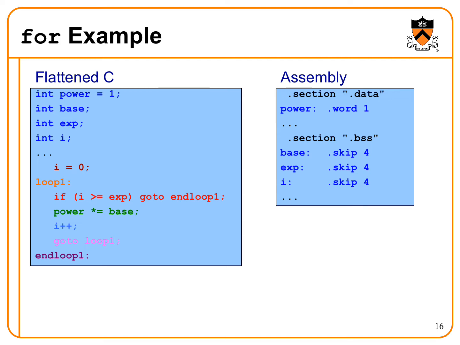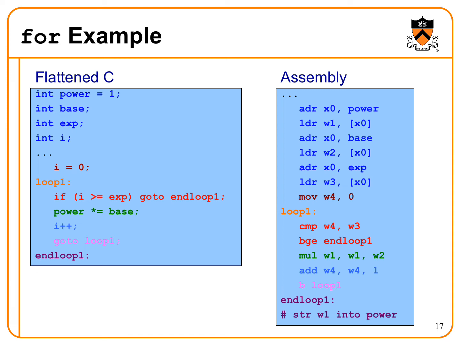All right, so that memory aside, let's see the assembly. First, the variables. As noted, power is in data. It's an int, so a .word directive that allocates 4 bytes, and we put the value 1. The rest are ints. They're in BSS, and each gets a .skip directive to say this will be 4 bytes. Their initial value is 0 upon the start of the program. And now the code. We'll load power into W1, base into W2, and exp into W3.